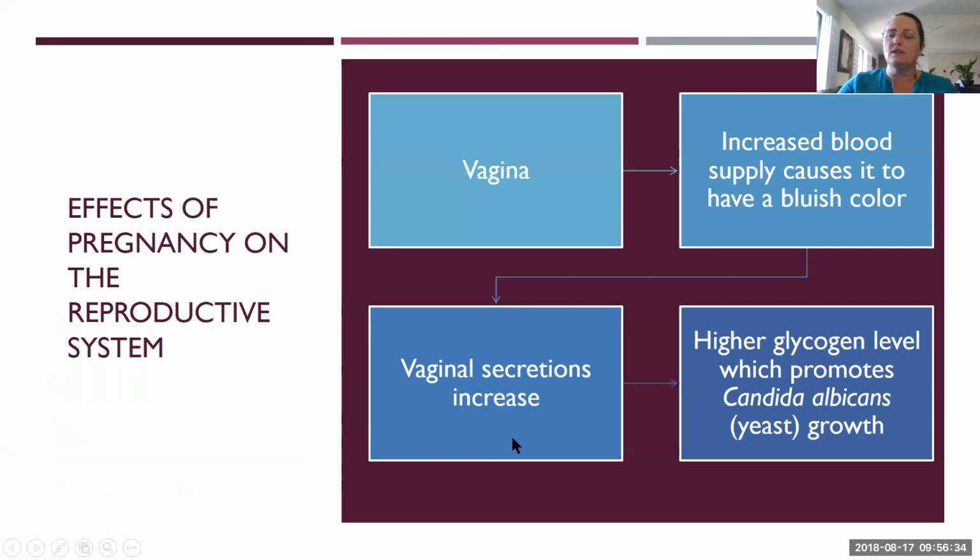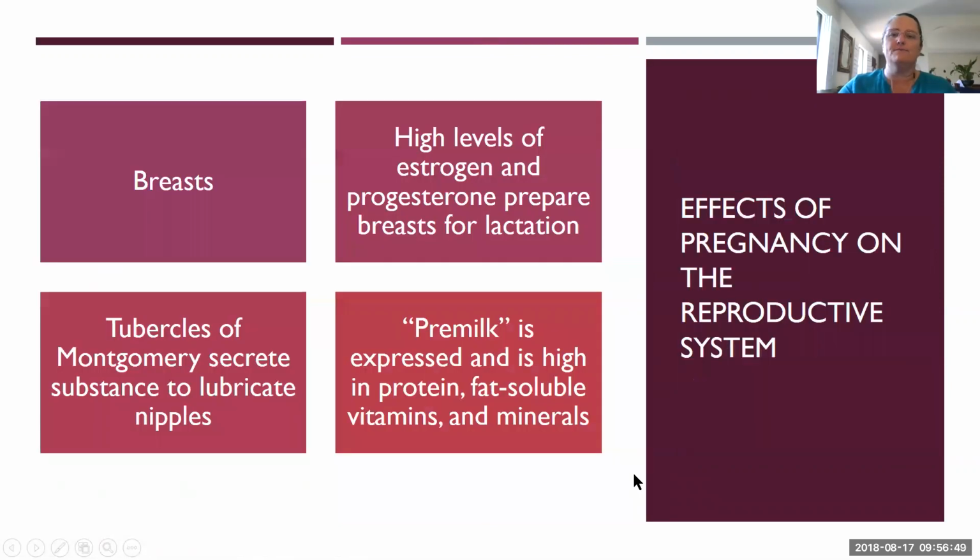So the reproductive system, we see an increased blood supply to the vagina and to the cervix, like I already mentioned, and there is increased secretions, like I already mentioned, which can help things like yeast grow. So we have to be on the lookout for that. Breasts start to change. Again, the development happens with pregnancy. This is when the breasts finish their development after puberty.